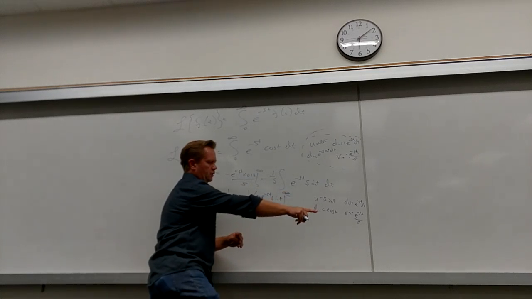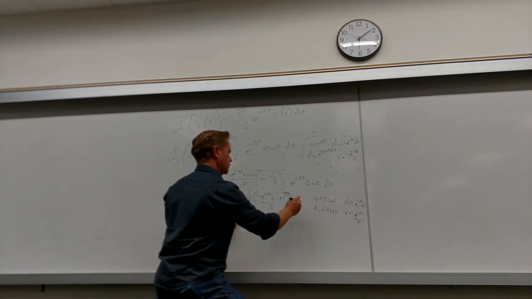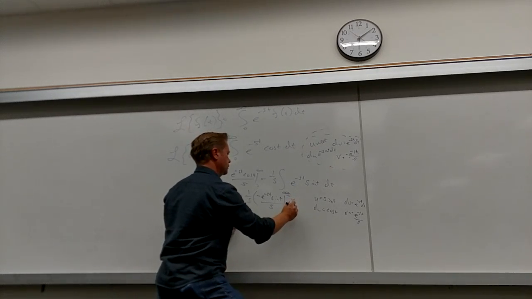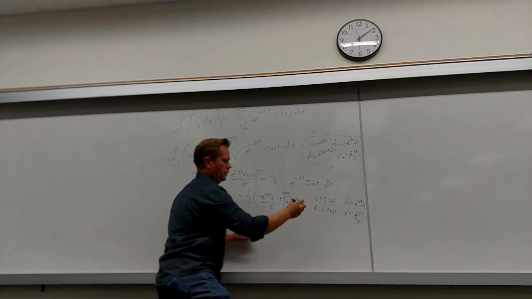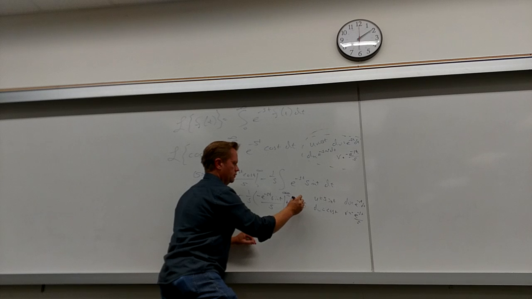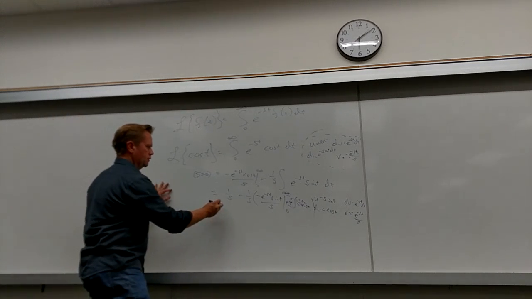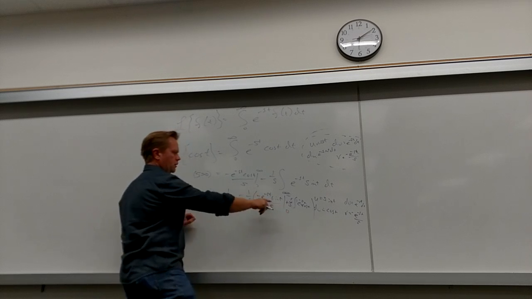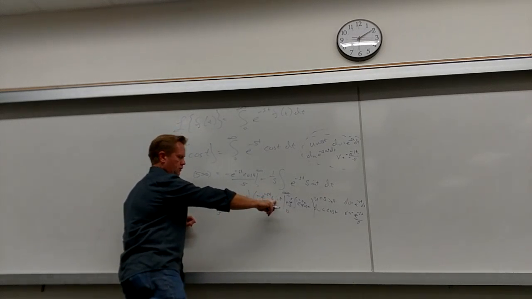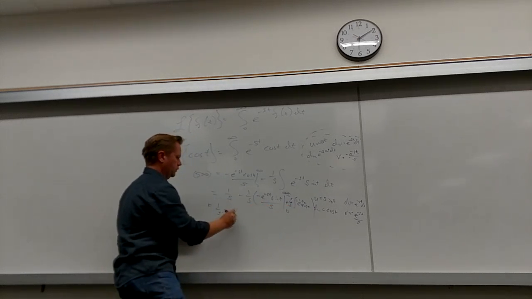Minus the integral of v du, and so this time it'll be plus, I can put 1 over s, integral of e to the negative st cosine t. So I get 1 over s. When I plug in infinity, it goes to 0. When I plug in 0, it goes to 0. So then I get minus 1 over s squared.